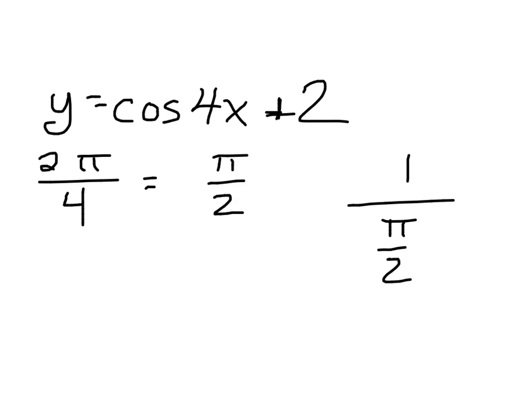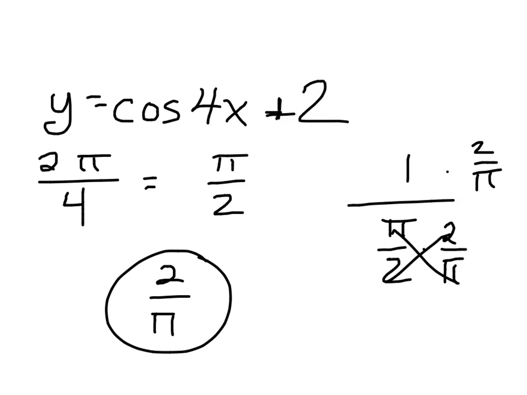Now, quick question for you. Are you allowed to leave a fraction inside of a fraction? No. What's the reciprocal? 2 over pi. And when you do 2 over pi to the bottom, you've got to do it on top also. So when I take pi over 2 times 2 over pi, that all cancels out. What's 1 times 2 over pi? 2 over pi. And that's your frequency. Done.